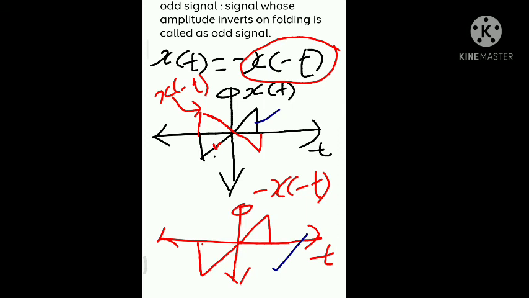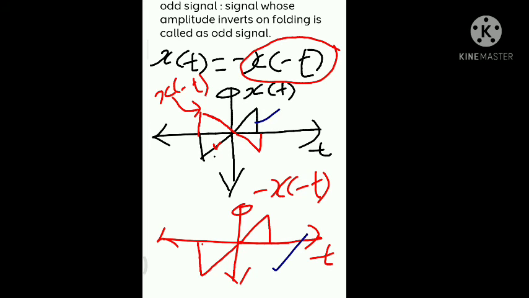So for an odd signal, x(t) is equal to minus x(-t). That means x(-t) is the folding operation or time reversal, and minus x(-t) is minus x of something, that means amplitude reversal. So this is the odd signal. One important thing about an odd signal is that it always passes through the origin, and the DC or average value for the odd signal is 0.